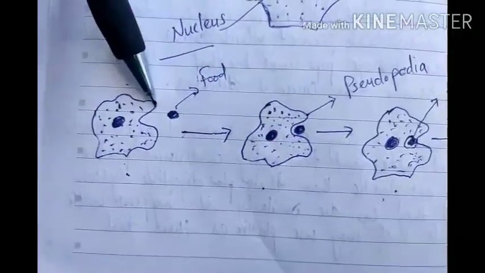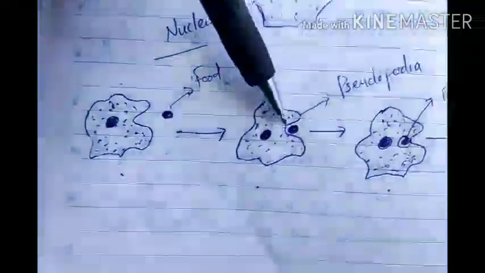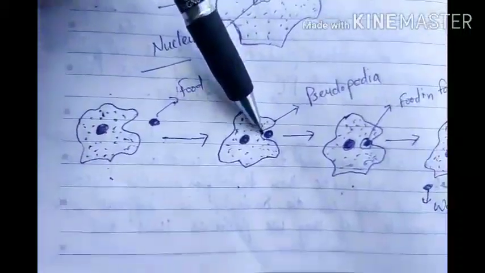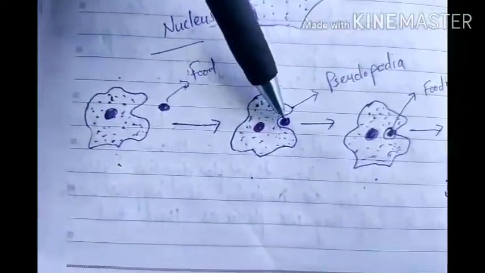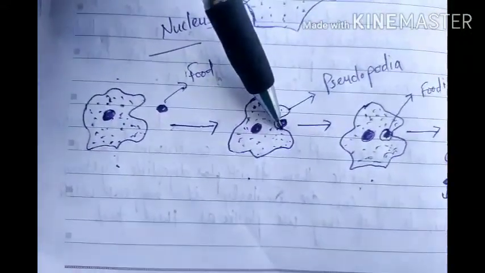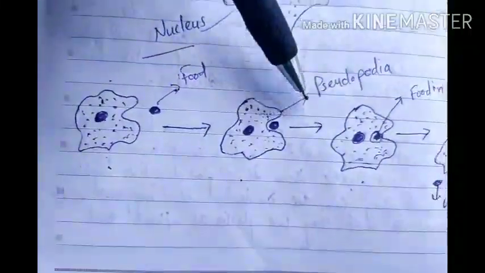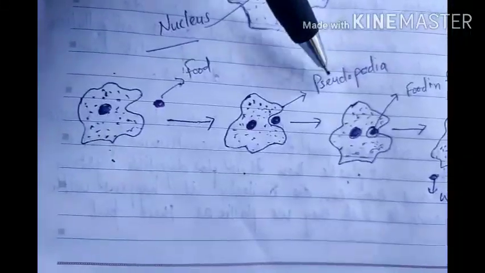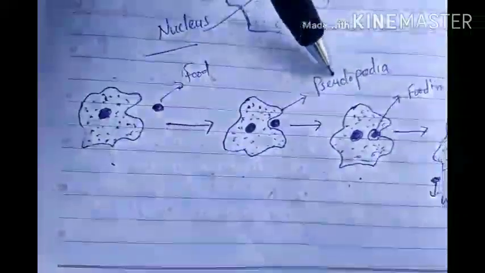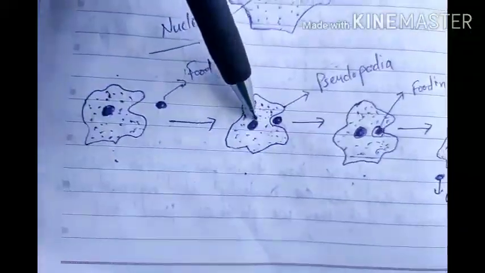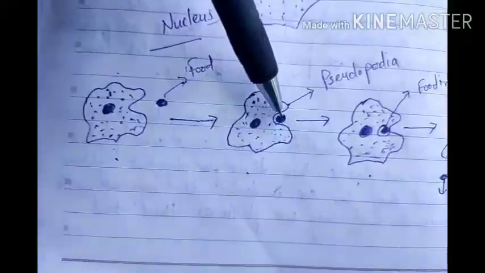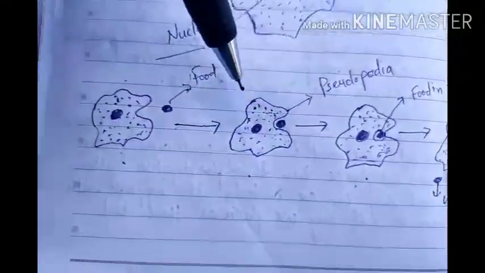By this shape, it will catch the food. You can see in the second image, by this it is catching the food, meaning the food is in the shape of an amoeba. So this shape by which it is catching the food is called pseudopodia. This is the nucleus, this is the cell membrane. So you can see all the parts.